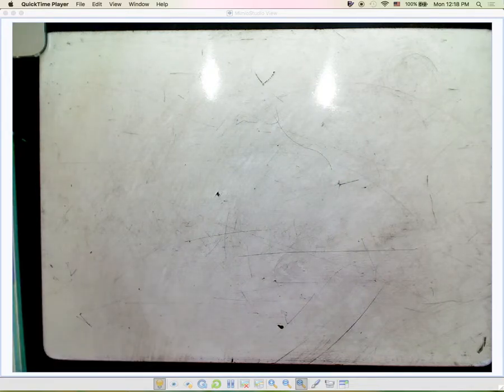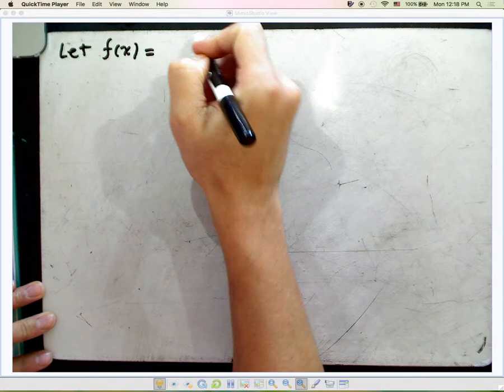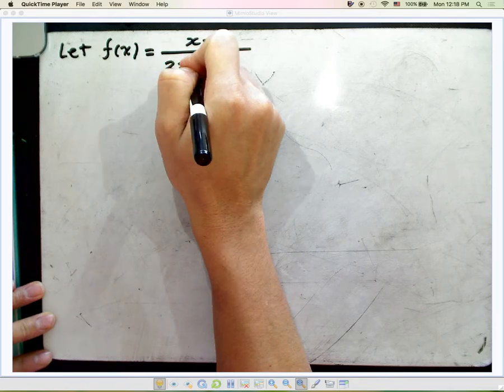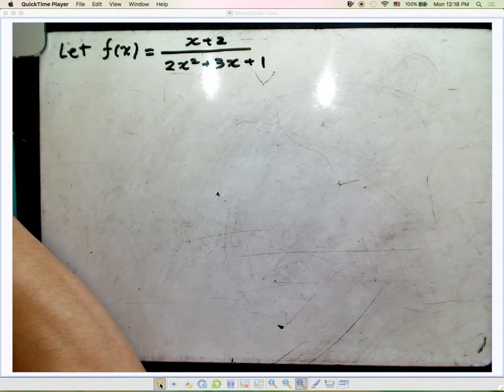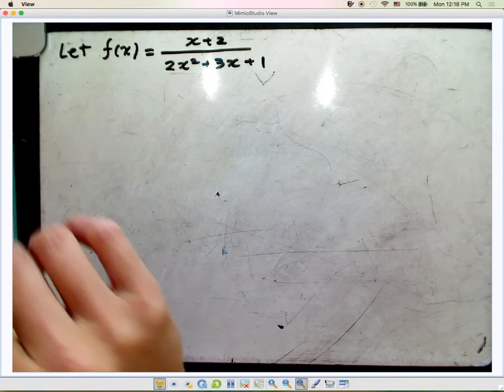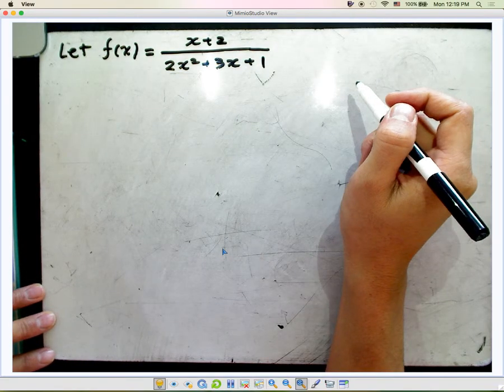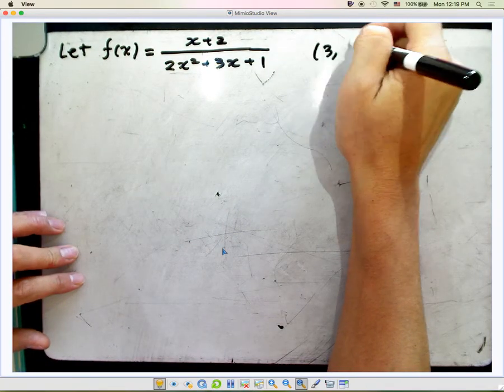This video is to go over how to find an equation of the tangent to the graph of a rational function. So let f of x equal x plus 2 all over 2x squared plus 3x plus 1. And let's find the equation of the tangent line at the point 3 and f of 3.